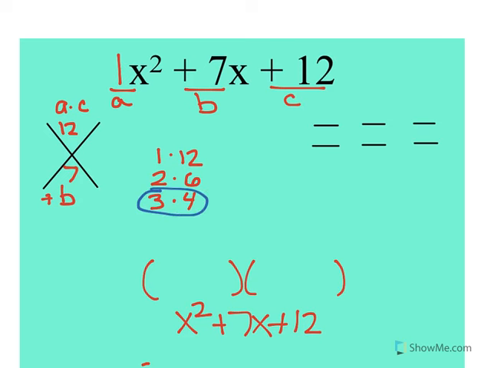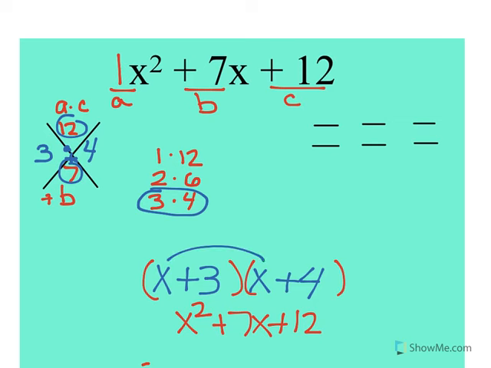Hoping you saw 3 and 4. So I'm going to pick the factors 3 and 4. The way I know they're correct is 3 times 4 is 12, and 3 plus 4 is 7. So my factors are simply x and a positive 3, x and a positive 4. If I were to multiply that out, x times x is x squared, x times 4 is 4x, plus 3x is our 7x, 3 times 4 is 12. So the factors x plus 3 times x plus 4 is the factored version of our trinomial.